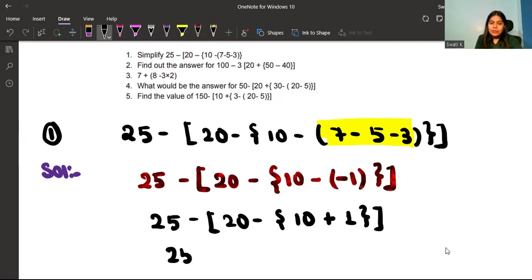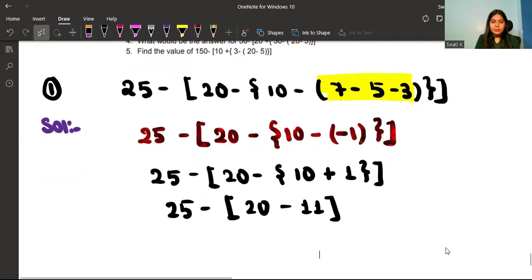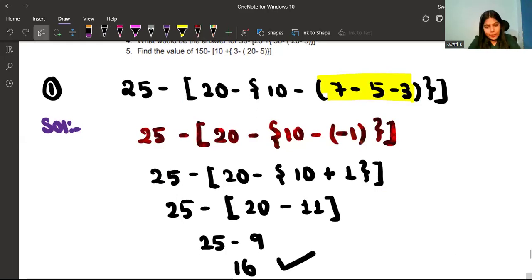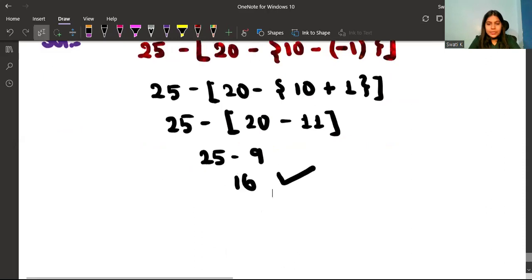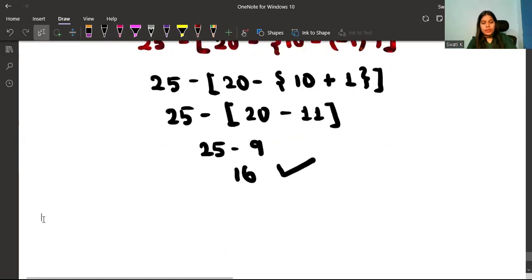Now I'll solve the curly bracket first, which makes sense. 10 plus 1 is 11. So this will become just 11, and now we'll remove the curly bracket. Now 20 minus 11 is 9. So 25 minus 9 is 16. That's the answer for the first question. We are done with the first question. Let's go to the next question.